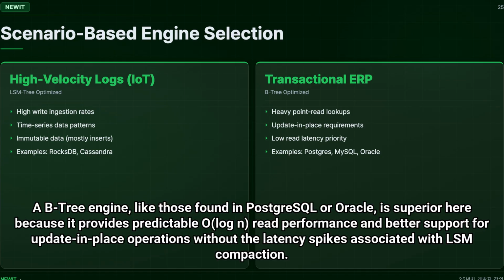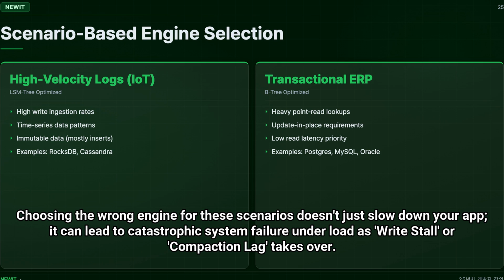A B-Tree engine, like those found in PostgreSQL or Oracle, is superior here because it provides predictable log and read performance and better support for update-in-place operations without the latency spikes associated with LSM compaction. Choosing the wrong engine for these scenarios doesn't just slow down your app, it can lead to catastrophic system failure under load as write stall or compaction lag takes over.